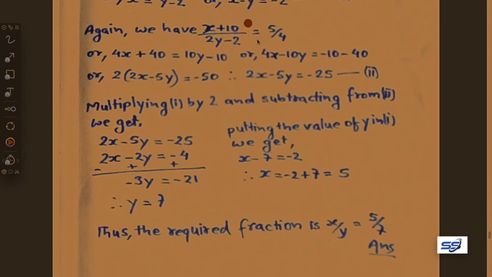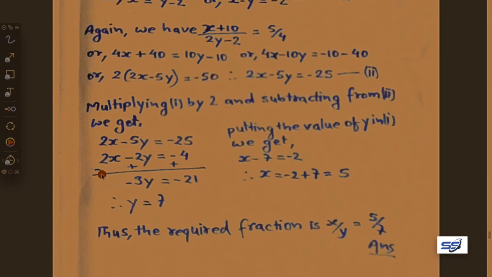On multiplying this equation by 2, it becomes 2x minus 5y. Subtracting from equation 2, now our equation 2 is 2x minus 5y equal to minus 25. Now subtracting from the second equation, equal to minus 25. Now our first equation is x minus y equal to minus 2. Now it shall be multiplied by 2, so it becomes 2x minus 2y equal to minus 4.